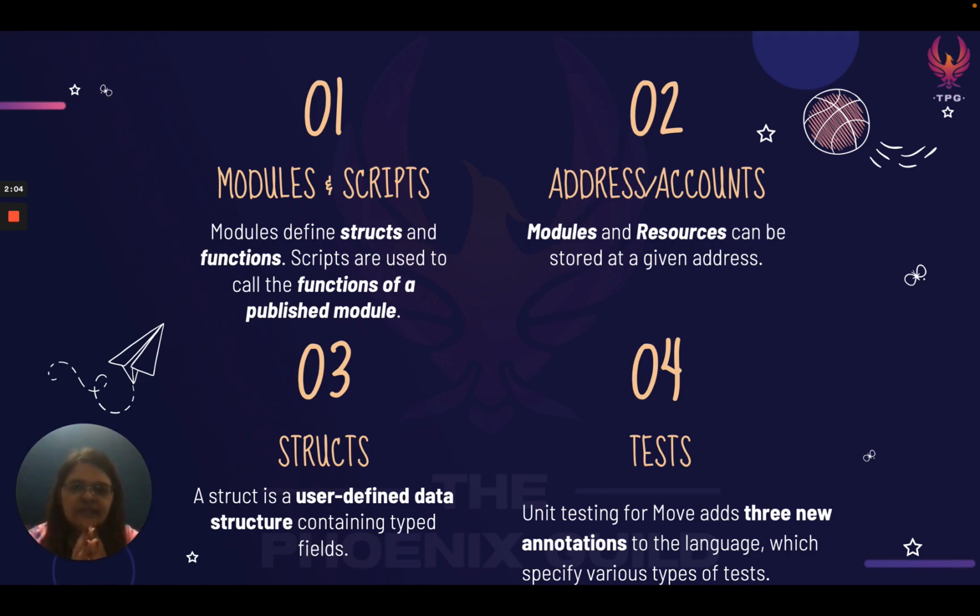The second thing that we want to talk about is addresses or accounts, right? Where do you store the modules and the resources, right? The modules contain your structs and your functions, and your resources are basically the variables that are going to be undergoing state change and all of that. So these are being stored at a given address.